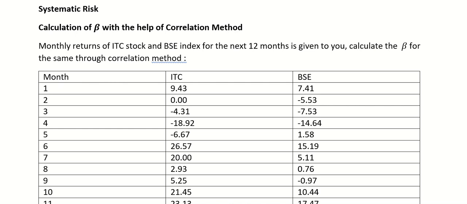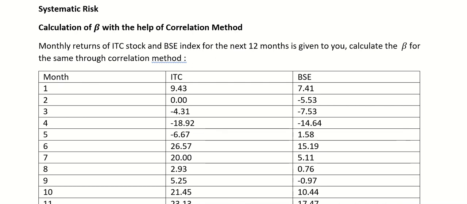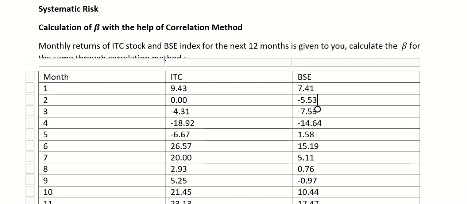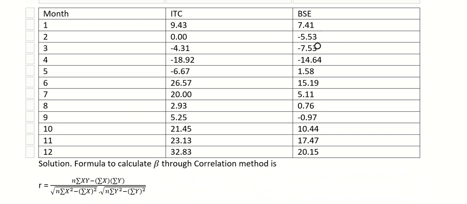So in correlation, what do we do basically? We try to find out the relationship between two indices. So earlier also I told you that in beta there is a benchmark index. Always there is a benchmark index. So we compare the performance of our stock with the benchmark one, right?